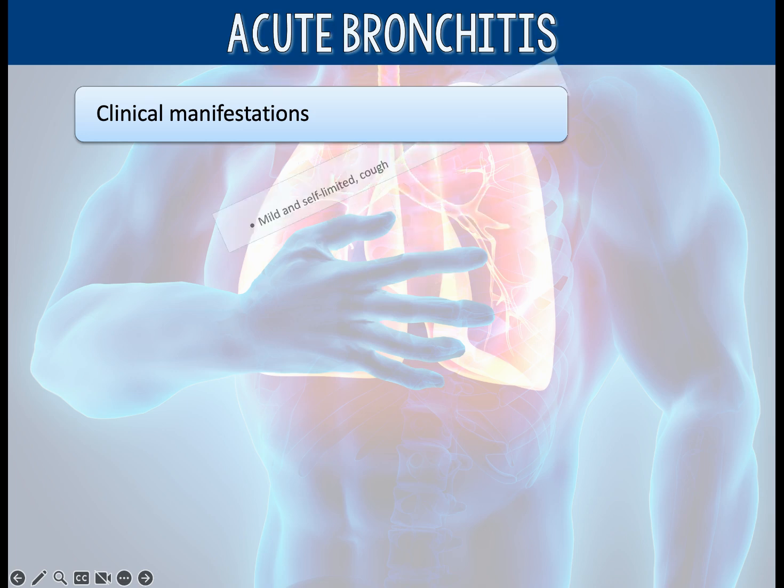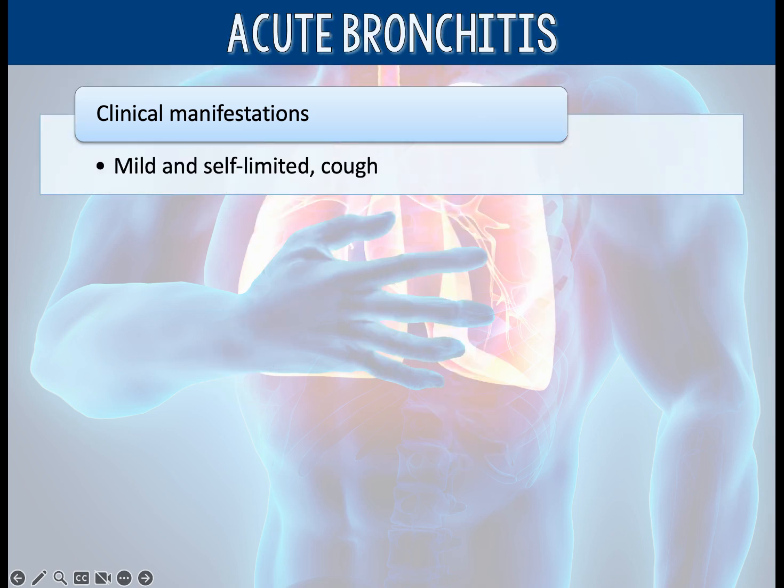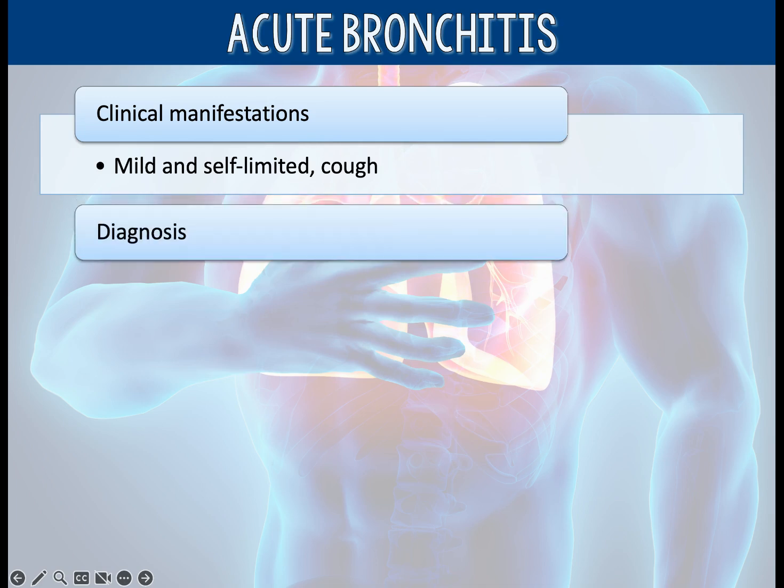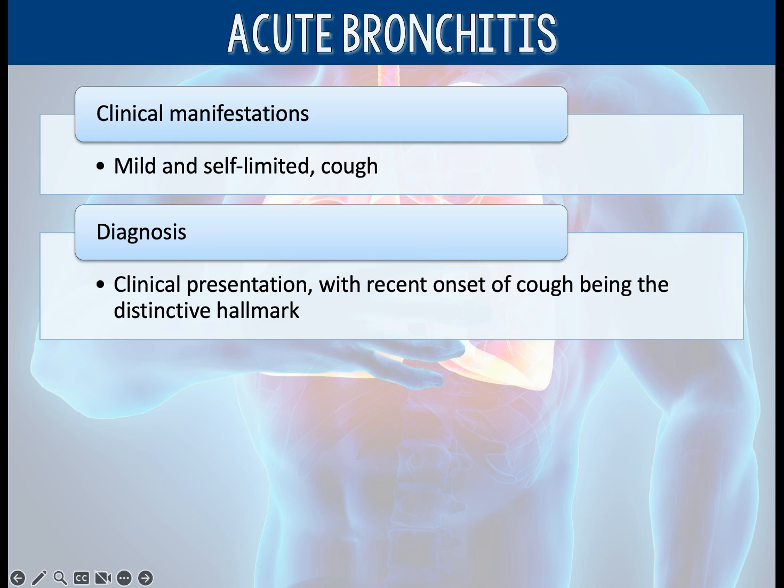So what do you see in acute bronchitis? You might see a little bit of cough. It's really hard sometimes to differentiate, and we have to get more information from the patient. And usually, the distinctive hallmark of acute bronchitis is they present with a recent onset of coughing.